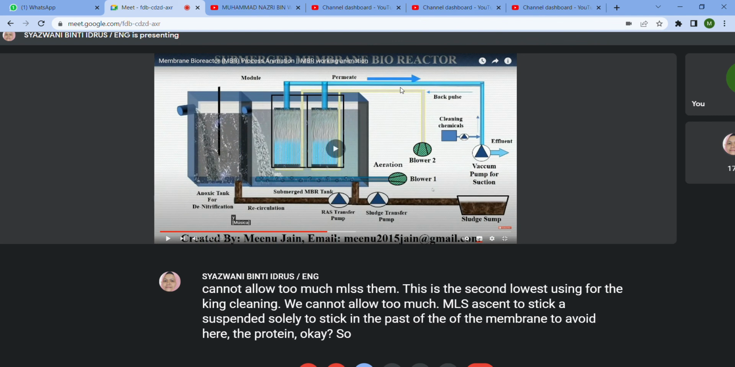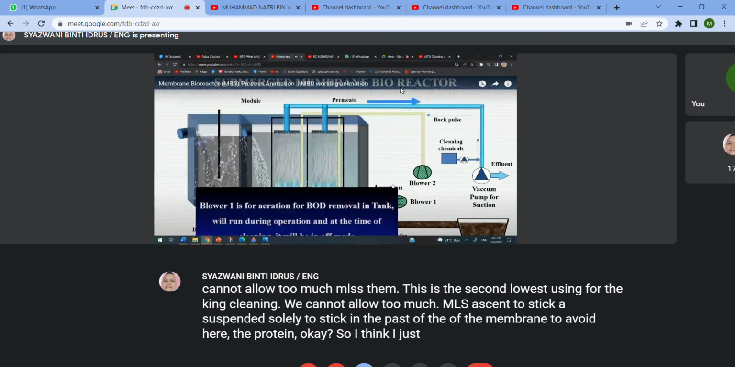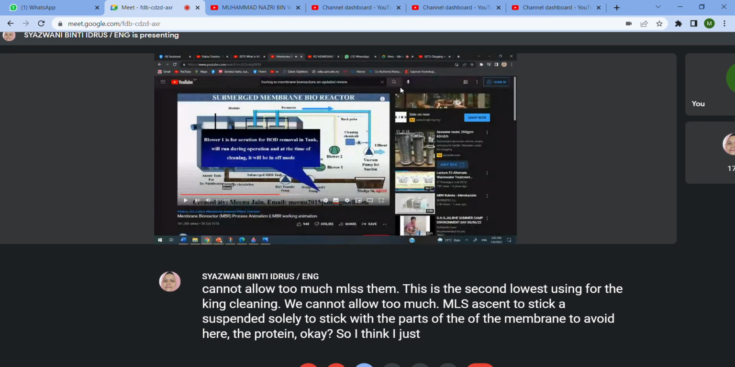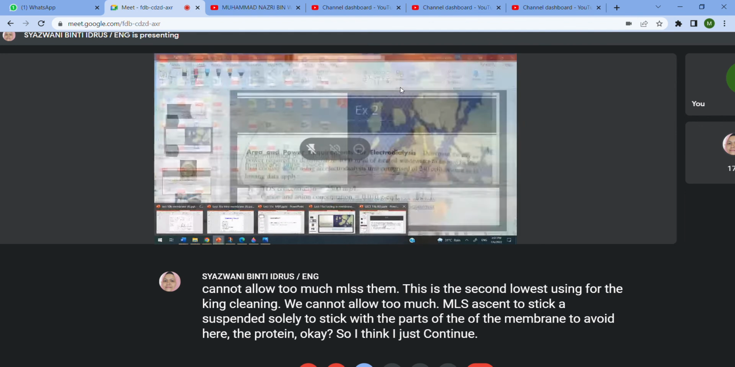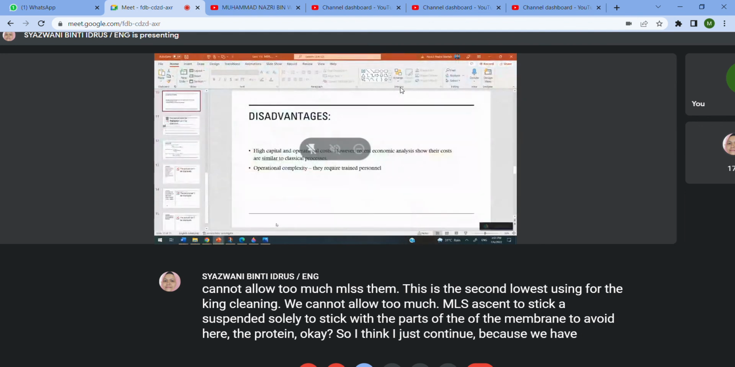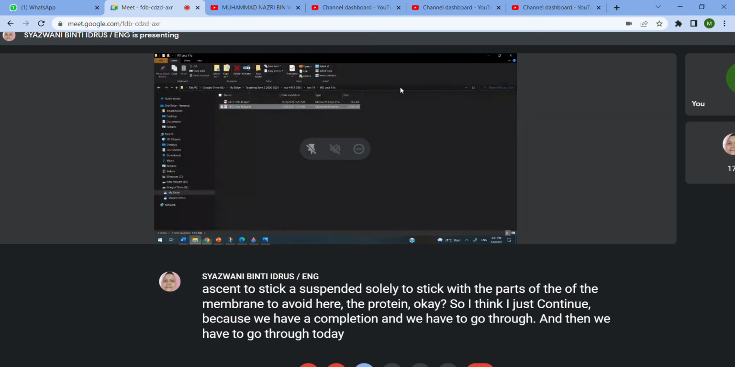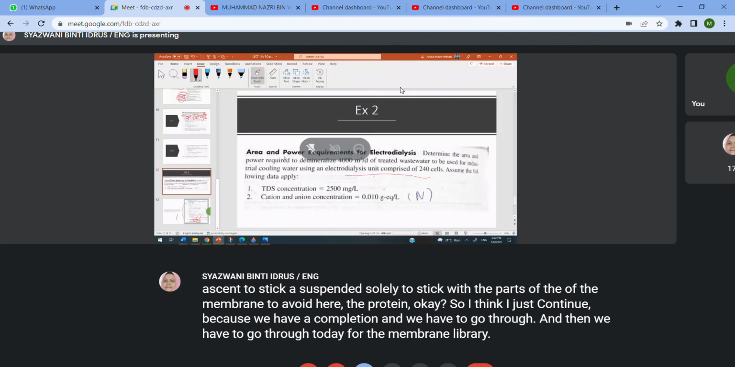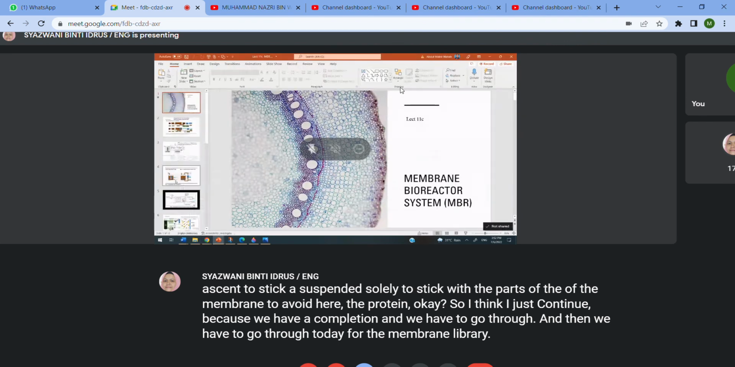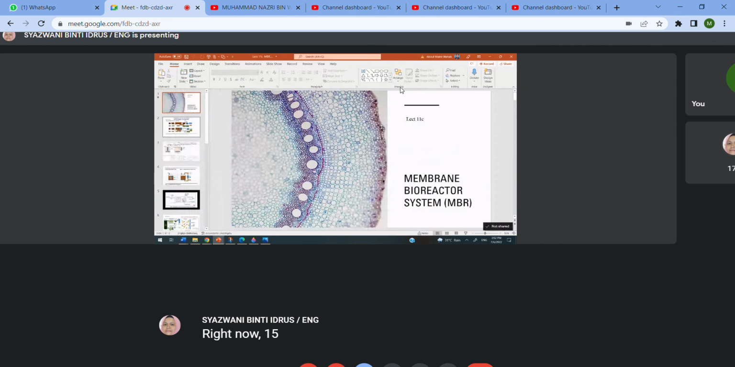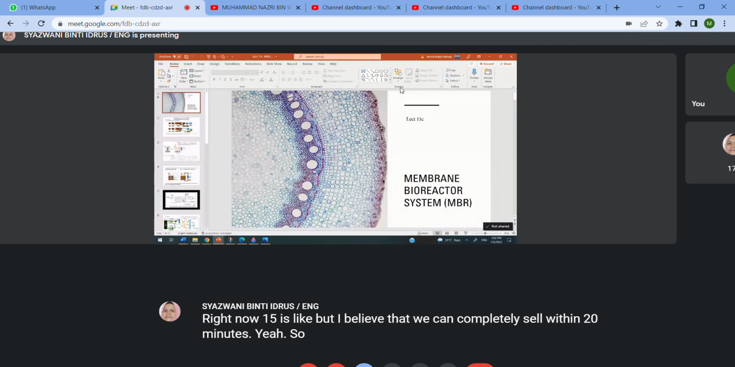Okay, so I think that's all for the video on membrane bioreactor. So let's continue our lecture because we have a calculation that we have to go through today for the membrane bioreactor. Alright, 15 slides, but I believe that we can complete this within 20 minutes. So, a membrane bioreactor.